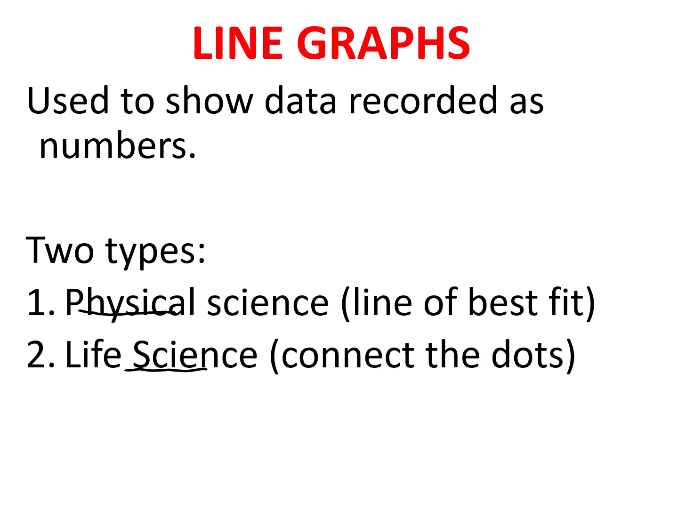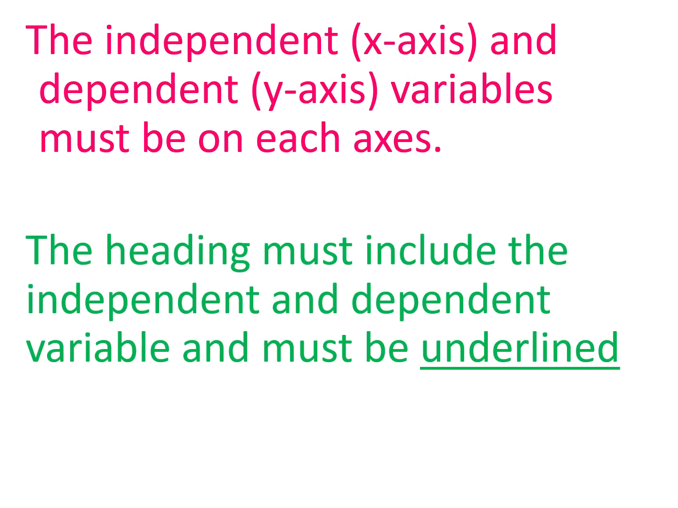Okay, line graphs are there to record the data from the table in a more visual way so that we can actually see the relationship between the different things. Same as with the bar graph, the independent is on the x-axis and the dependent is on the y-axis. You must have both variables on the axes. Again, heading must be included. It must have the independent and the dependent variable.